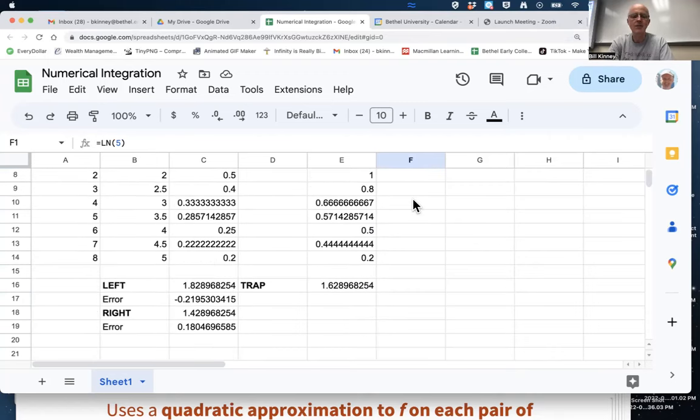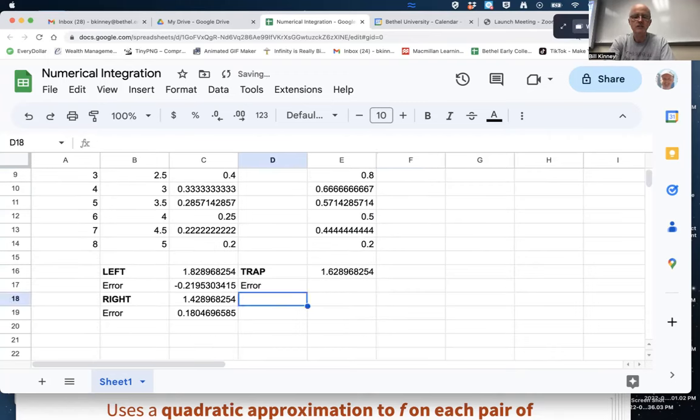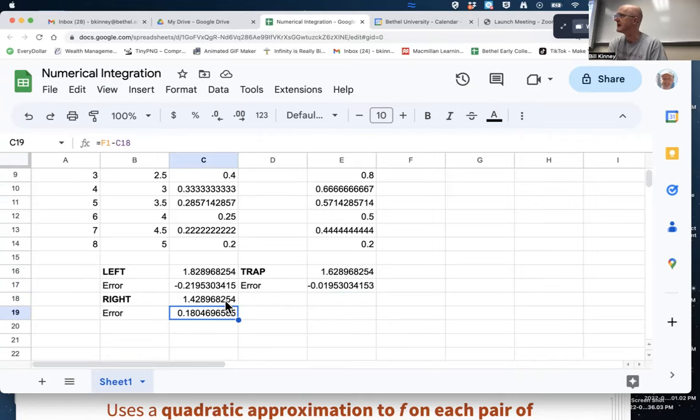Exact value is in F1. So the error is F1 minus this, a small negative number. But you can see the error is significantly closer to 0 than it is for the left and right hand rule for n equals 8 here. You know, this is in absolute value about 10 times smaller than both of these. It's doing about 10 times better.